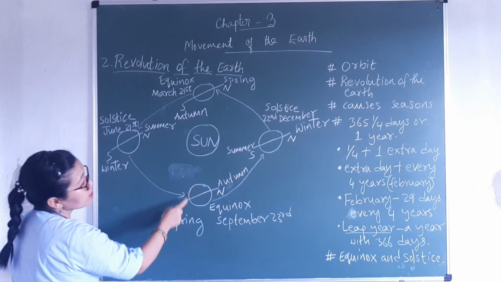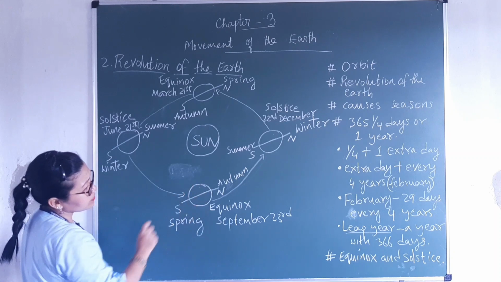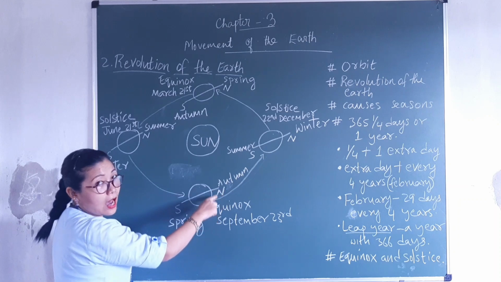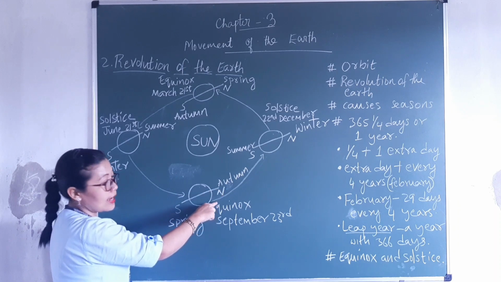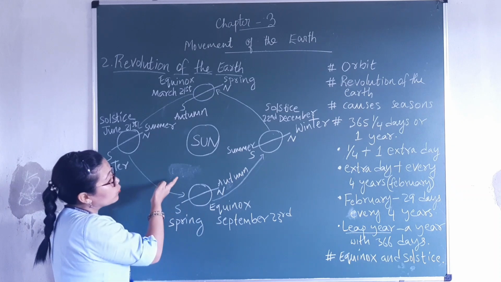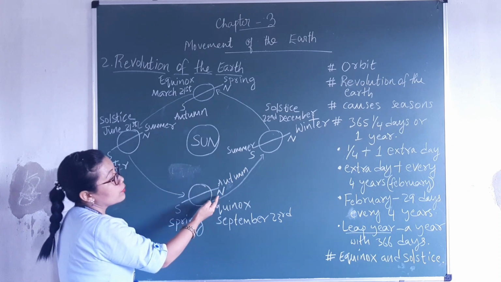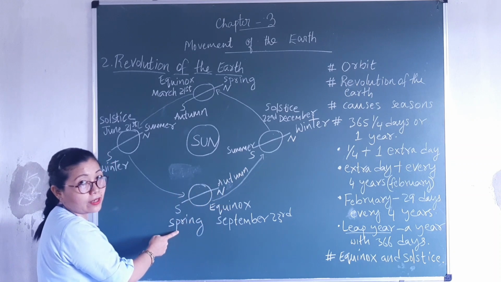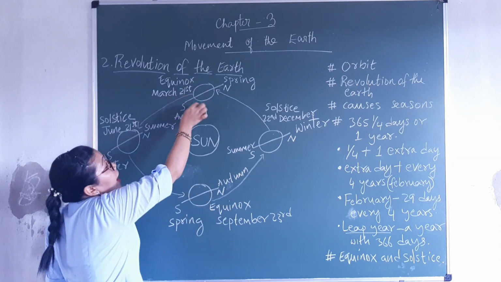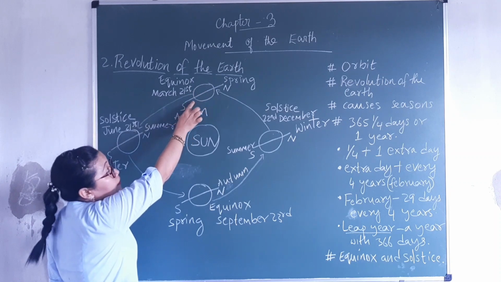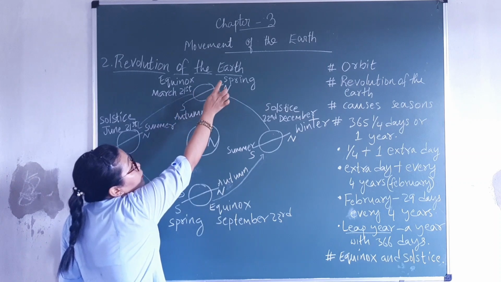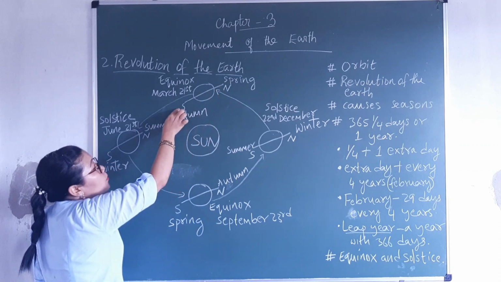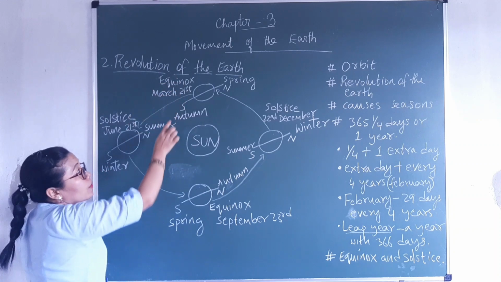And when the Earth is here, in this position, you see that the North Pole moves away from the sun, and the South Pole moves toward the sun, okay? So the northern hemisphere has autumn and the southern hemisphere has spring, okay? And when the Earth is in this position here, you can see that the North Pole turns towards the sun, and the South Pole moves away from the sun.